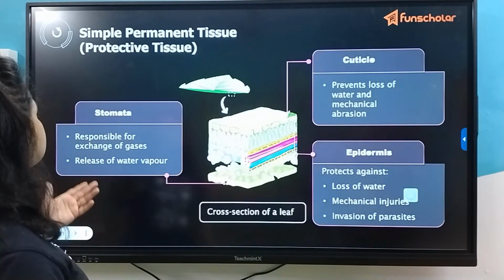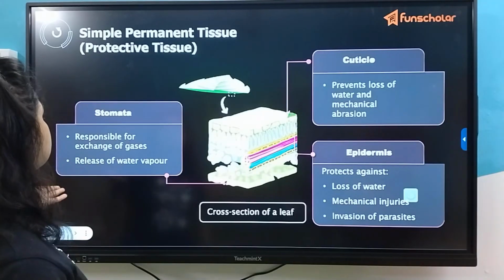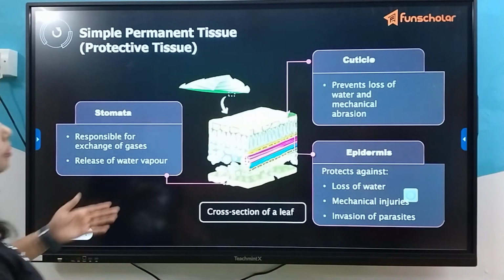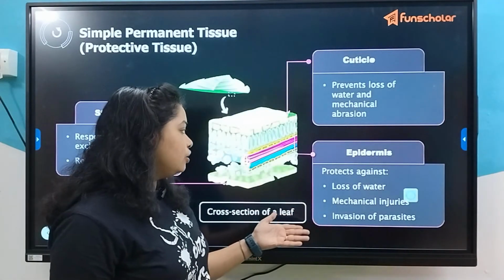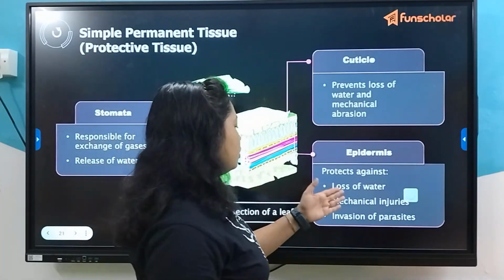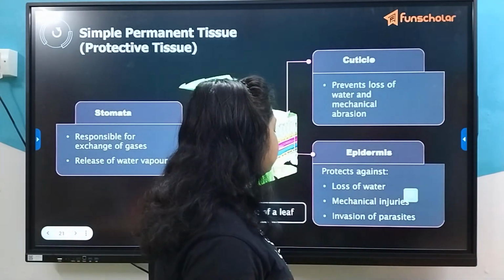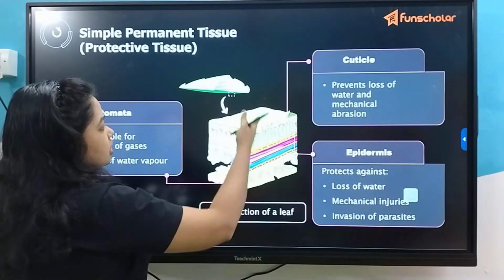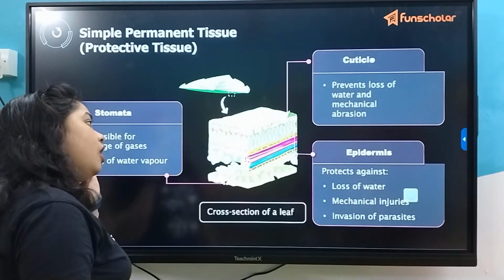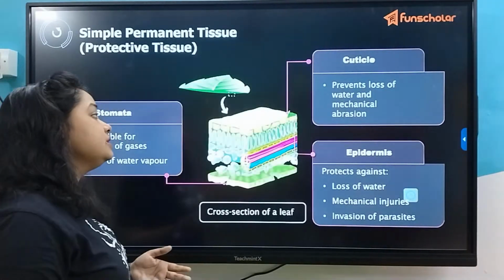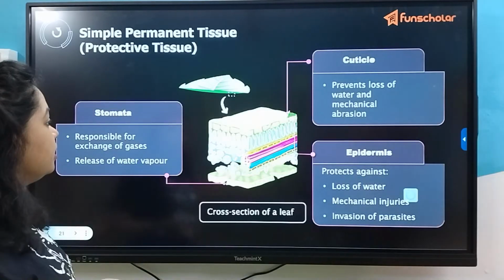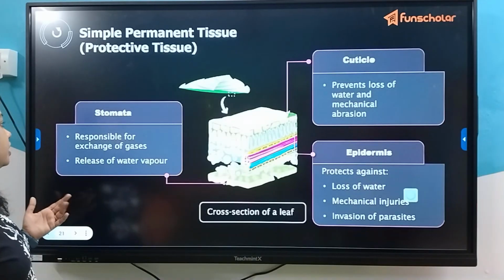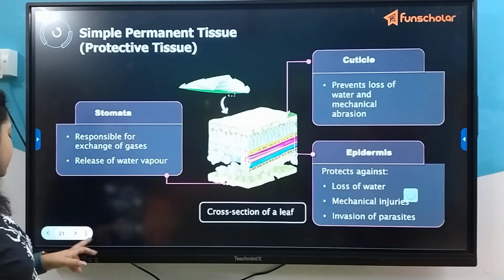So the simple permanent tissue, which is the type of protective tissue, you can see here the epidermis that has been discussed earlier also. It prevents the loss of water, mechanical injuries and invasion of parasites in case of the terrestrial plants, and it has got a deposition of cuticle in case of the plants growing in the arid regions in order to prevent excess loss of water. And wherever stomata will be present, epidermis will not be there in order to aid in the gaseous exchange.